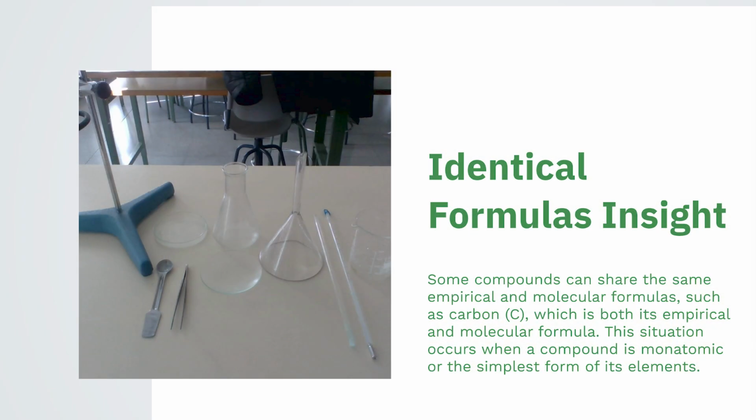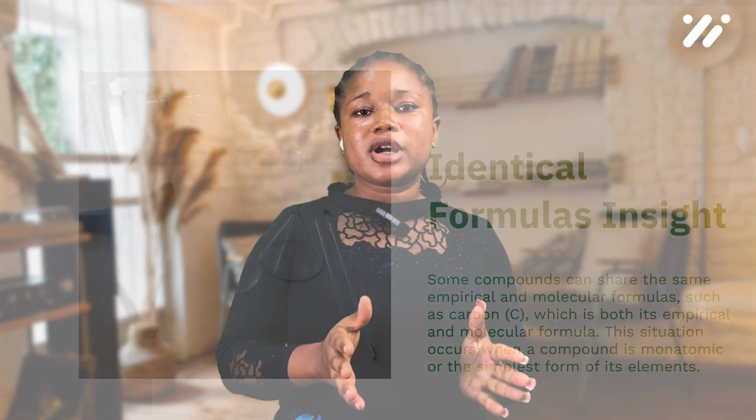Some compounds have the same empirical formula and molecular formula. For example, C has both formulas as C, which is carbon. Today, we have talked about differences between empirical formula and molecular formulas and learned how to determine each. Understanding these formulas is essential for chemists as they provide insight into the composition of substances and their properties.